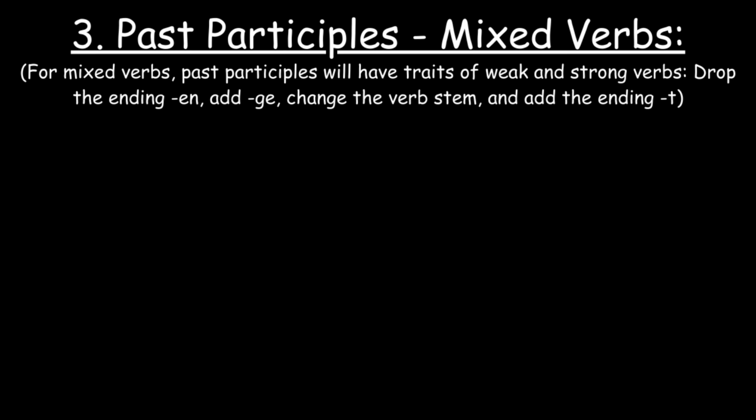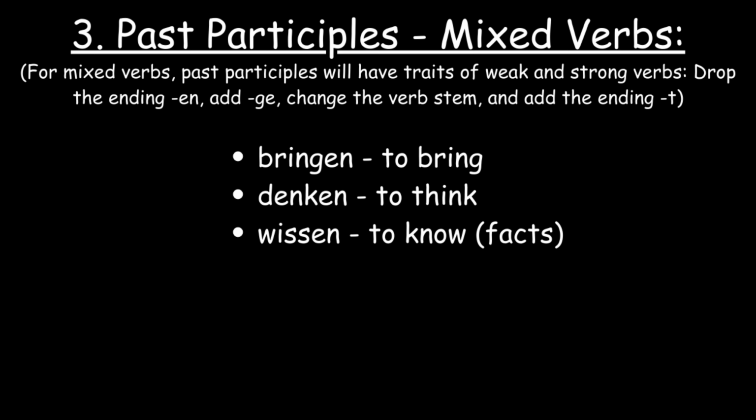For mixed verbs, the pattern of making past participles will have traits of weak and strong verbs. Past participles of mixed verbs are formed by dropping the n ending, adding ge, changing the verb stem, and adding the ending te. Let's take the verbs bringen, denken, and wissen, which are mixed verbs.